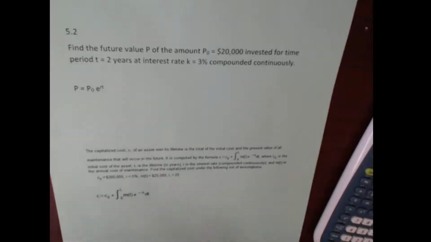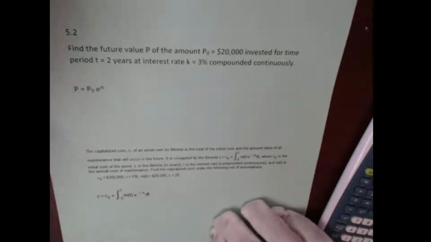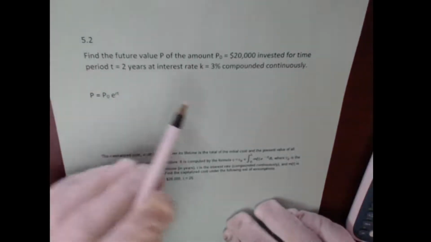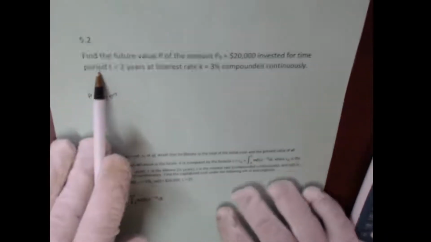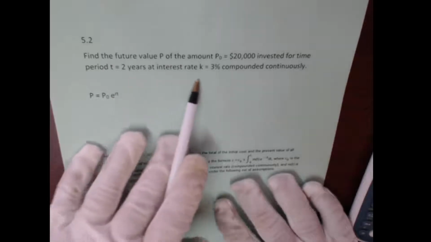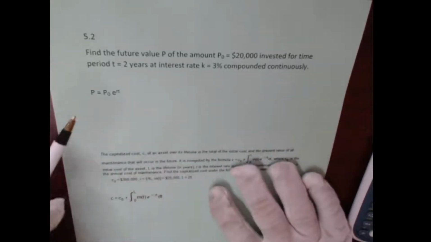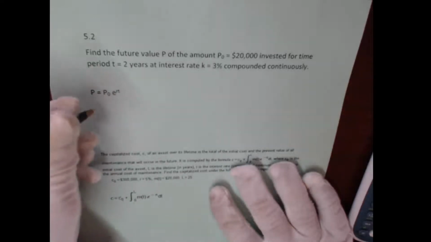Okay, in the next section we look at some examples that relate to exponential growth, and here we have a question. It says find the future value P of the amount 20,000 invested for a time period of 2 years at an interest rate of 3% compounded continuously. So this one actually isn't really calculus, it's just algebra.